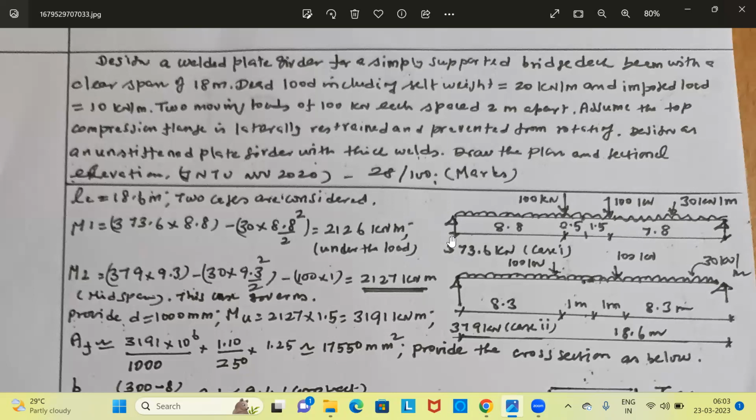You want to calculate this reaction. This reaction is equal to load 100 kilonewton divided by span 18.6 into distance from another support 7.8. Due to this 100 kilonewton, the reaction at left end is given as 100 divided by 18.6 into 7.8. So this reaction at left end can be calculated with the calculator operation with the M plus facility.